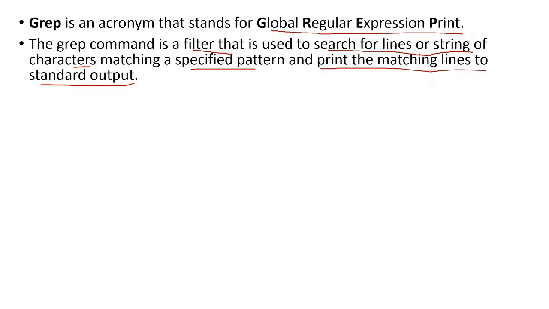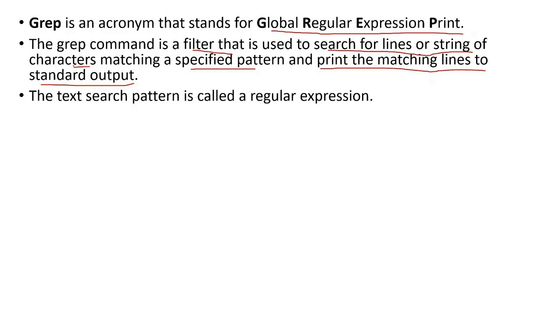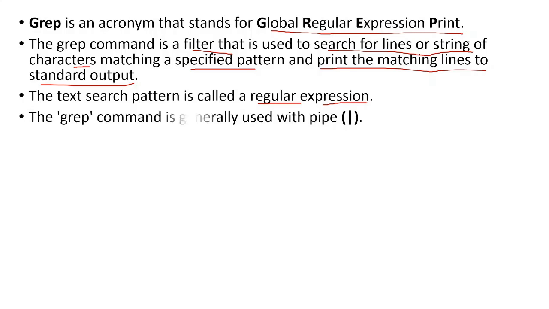So this grep command is one filter. It is going to search for patterns. That pattern can be a character, string, or words from the given input or a file, and it is going to print the matching lines on the screen. The text search pattern is called a regular expression. So what is a regular expression? The text search pattern. That pattern is called a regular expression. The grep command is generally used with a pipe, so it can also be used with the pipe command.